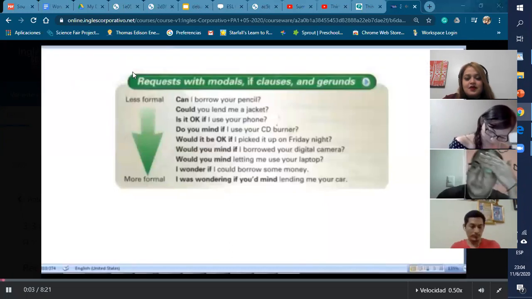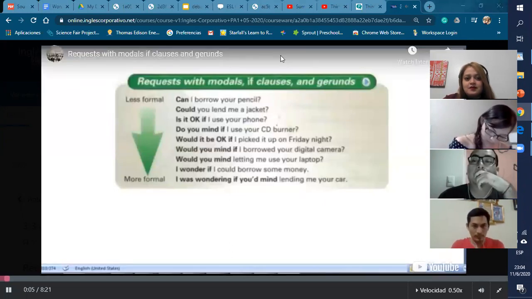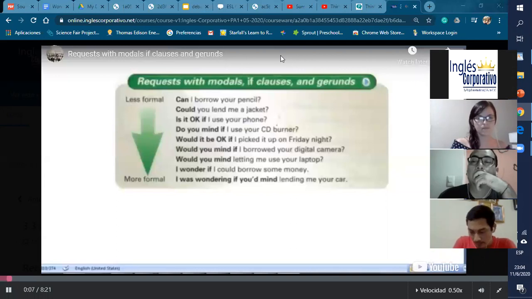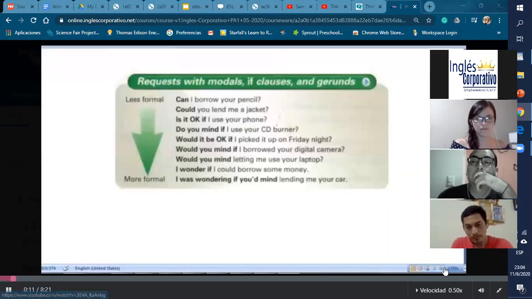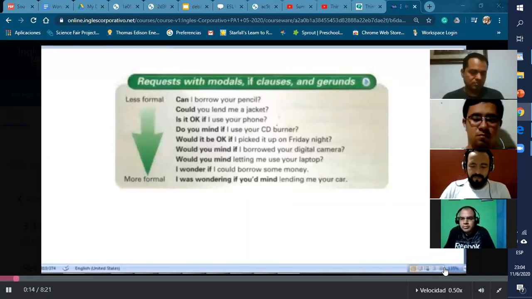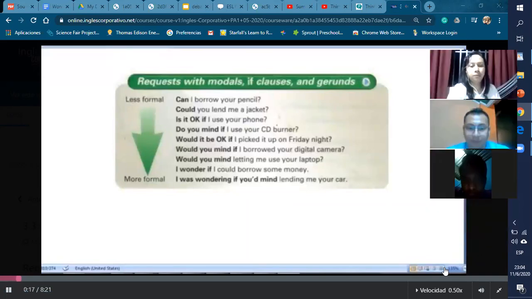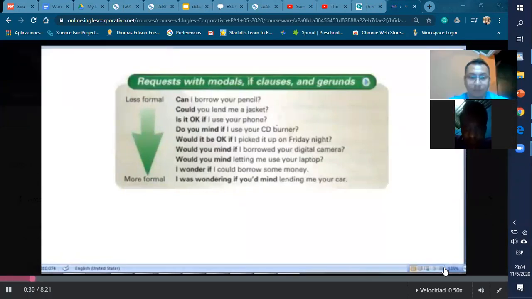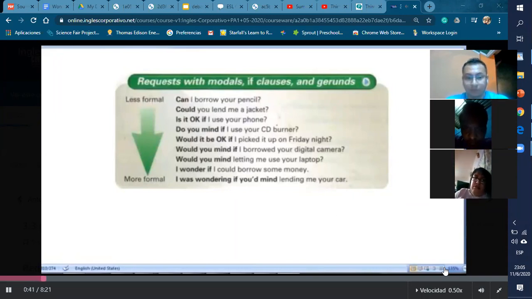Hi, everyone. By the end of this class, you'll learn how to ask for favors using models, if clauses, and gerunds. The main goal is to learn how to make requests in different forms. So we all make requests to our friends, family members, as well as our manager at work. And the way that we make this request tends to change depending on how we're addressing the person and who we're addressing, right? And the level of confidence that you have with the person. So, for example, if you're asking a very close friend to lend you $5, usually you'll make the request by simply saying, "Can I borrow $5? I'll pay you back tomorrow."